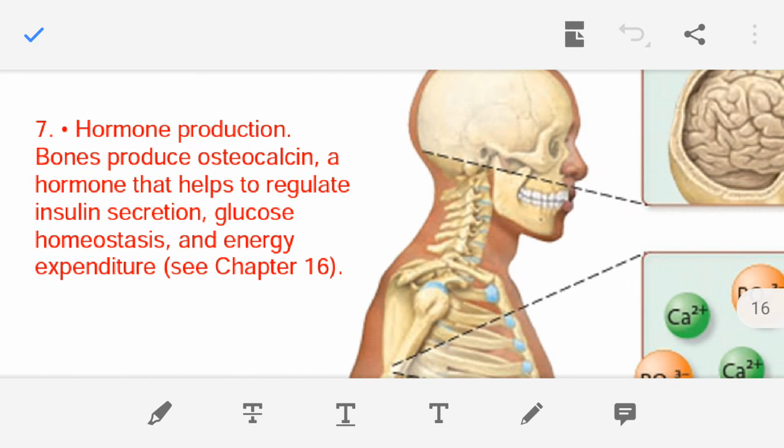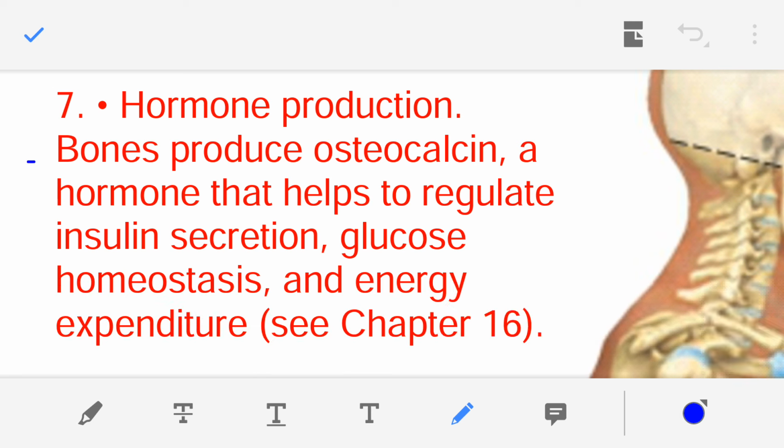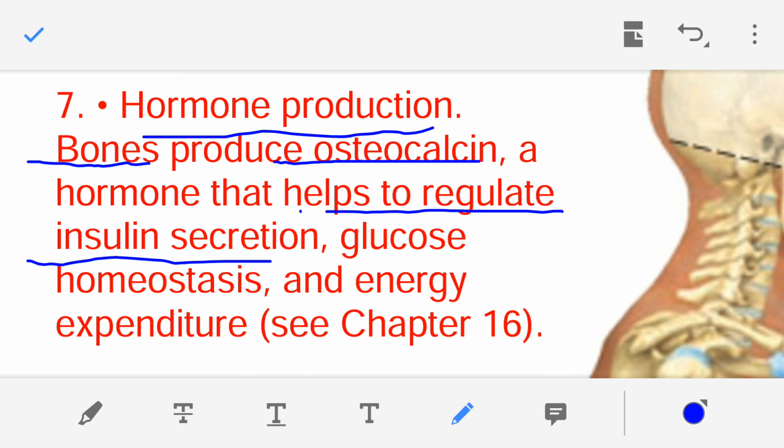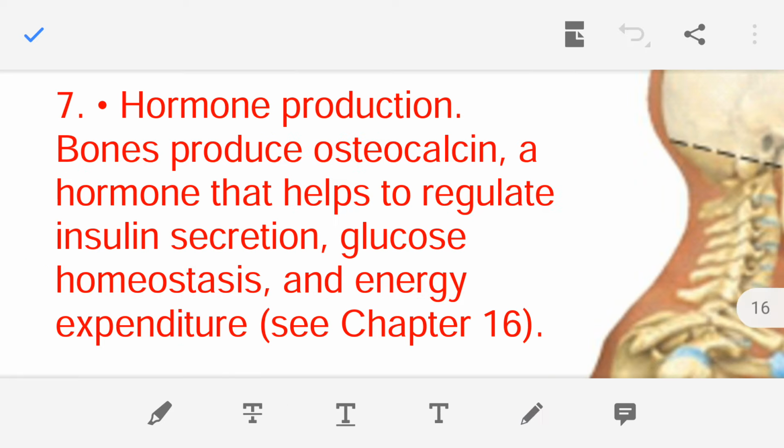Now the final function of our bone. Bones also produce a hormone, and the hormone which is produced by bone is known as osteocalcin. Osteocalcin helps to regulate insulin secretion, glucose homeostasis is maintained by osteocalcin, and energy expenditure in our body is also under the control of the osteocalcin hormone, which is produced by the bones of our body.